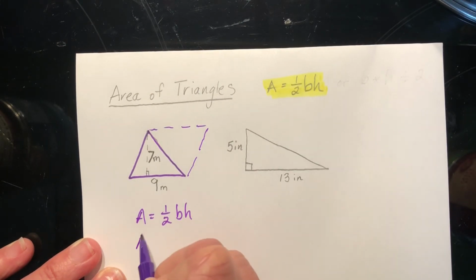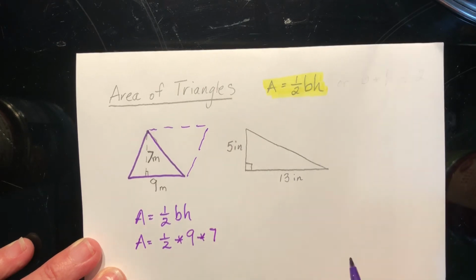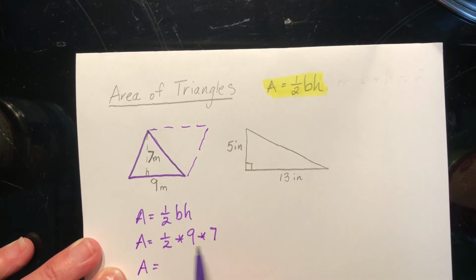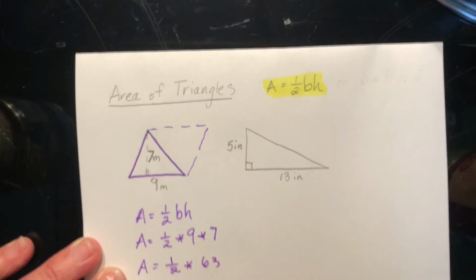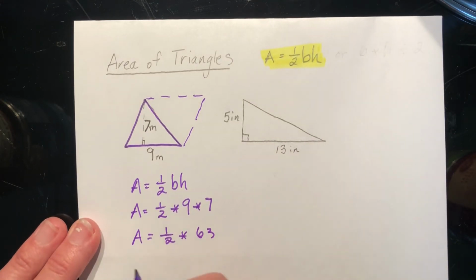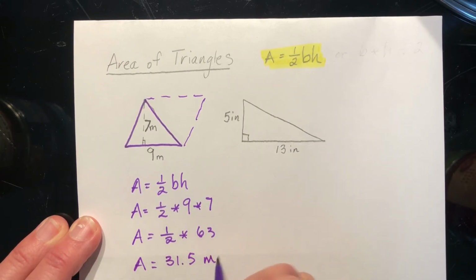All right, so let's substitute the values we were given. So it's 1/2 times the base, which is 9, times the height, which is 7. So area equals, you can multiply these in any order that you want. I'm going to do the 9 times the 7 first, which is 63. So I'm left with 1/2 of 63. What is 63 divided by 2? You can certainly use your calculator on this. It comes out to be 31.5 meters squared.